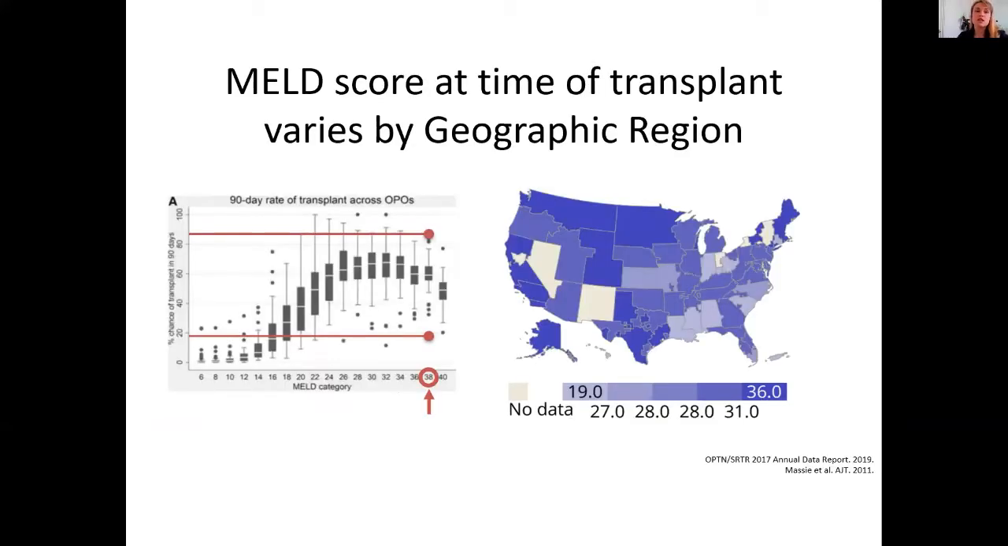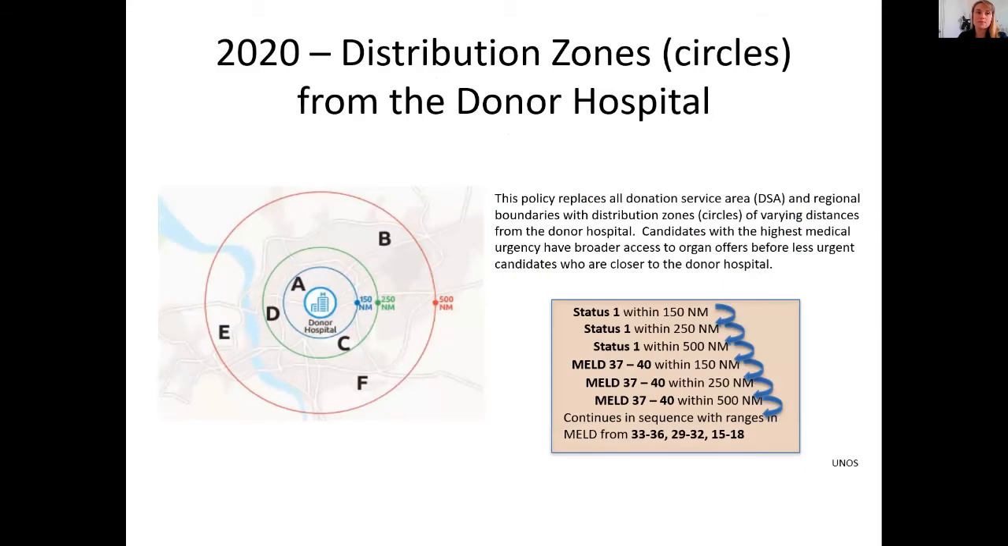Traditionally, we've existed within transplant in a high MELD world where our patients had to be competitive for an organ. And the wait at even a high MELD score of 38 could have great geographic variability. In 2020, UNOS started to draw circles around donor hospitals and offer organs based on urgency and proximity to the hospital. Hence, candidates with a higher medical urgency had broader access to organ offers before less urgent candidates who were closer to the donor hospital.